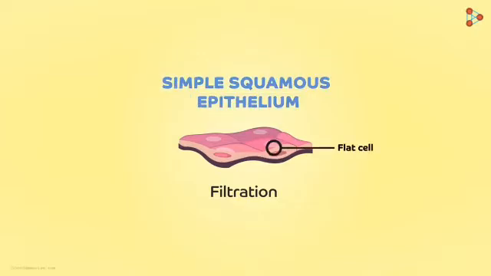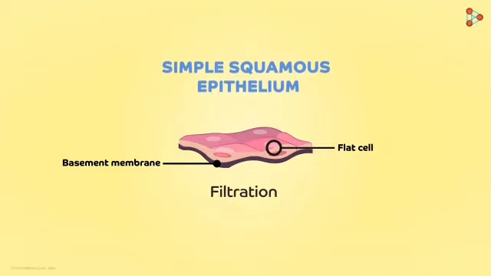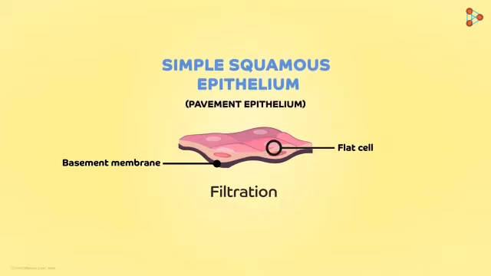Here, if you observe, the cells are absolutely flat and they are resting on the base, that is a basement membrane is there. So such kind of epithelium is also known as the pavement epithelium. Here pavement means the path where the cells are basically kept. So they are absolutely flat cells. Furthermore, they also do a lot of functions, but here the basic function is the filtration.